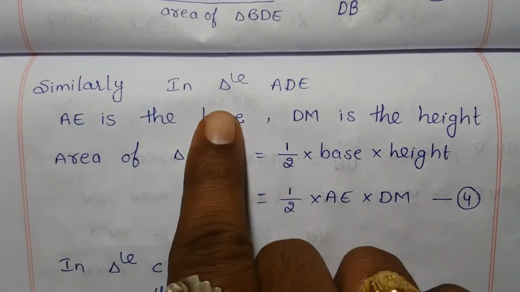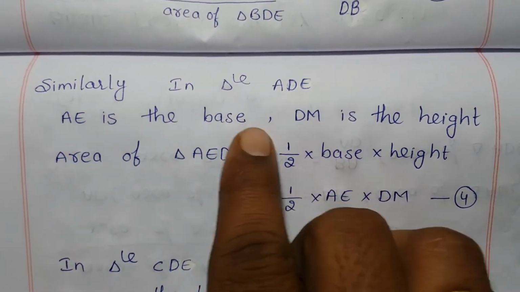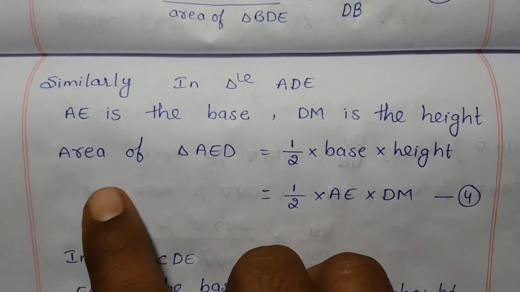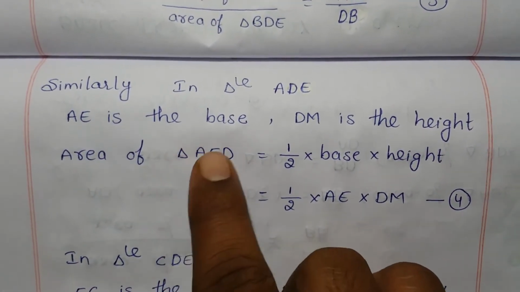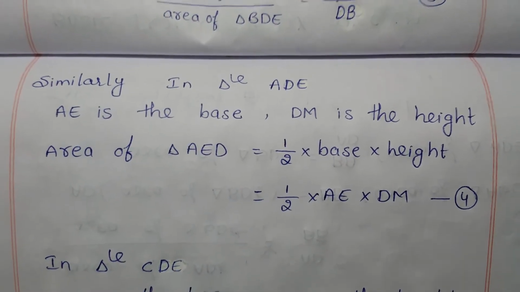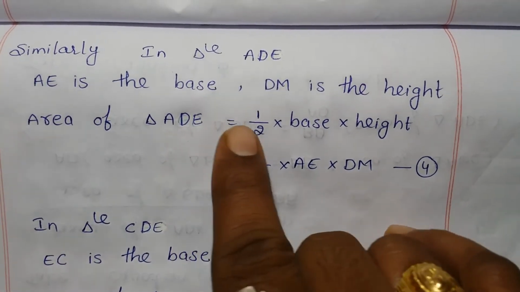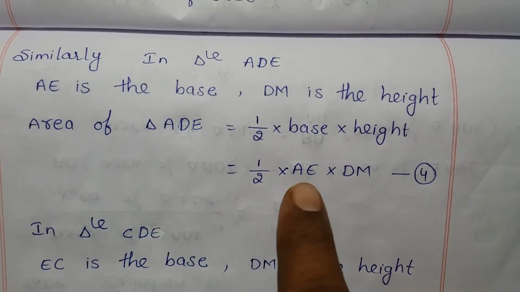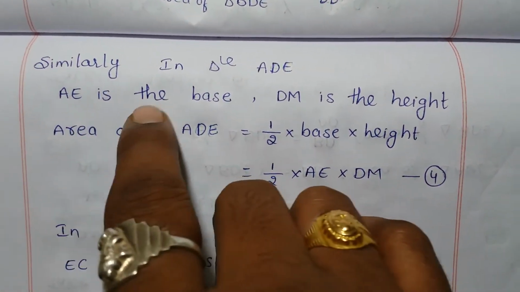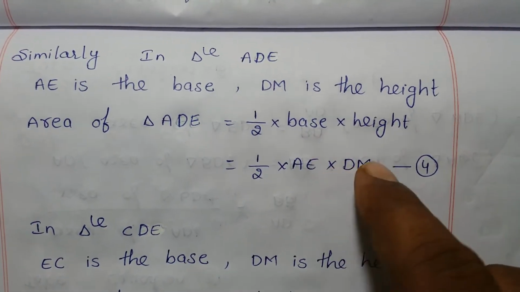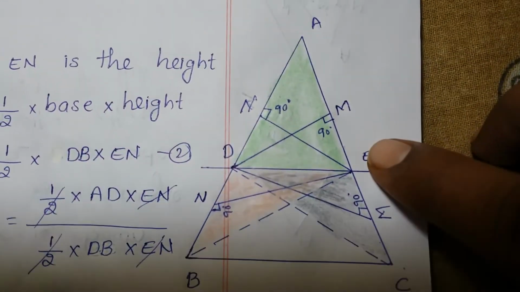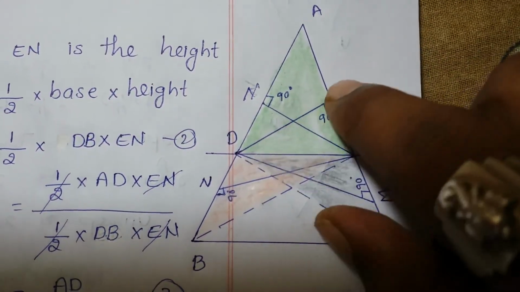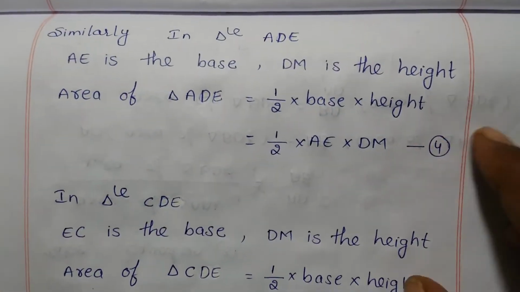So similarly in triangle ADE, AE is the base, DM is the height. Area of triangle ADE is equal to half base into height, 1 by 2 into base, which is AE, into height, which is DM. So this is the base, this is the height. So this is equation number 4.